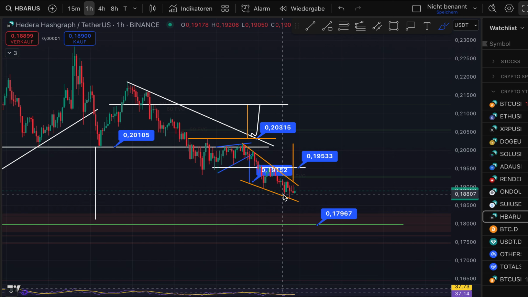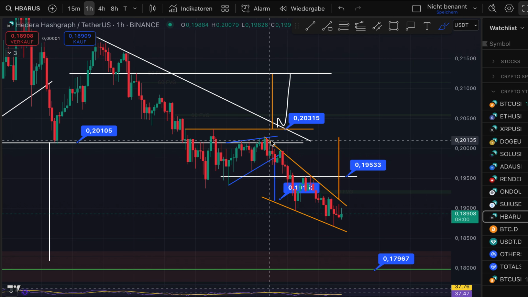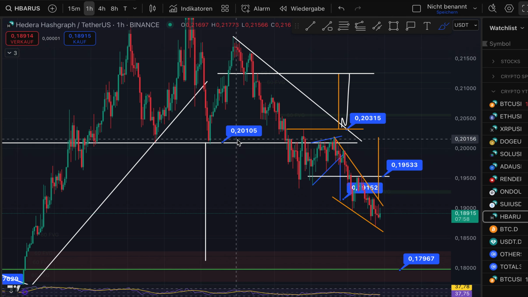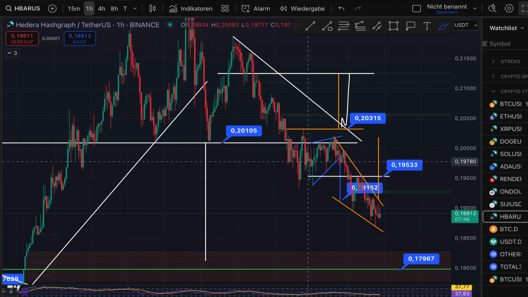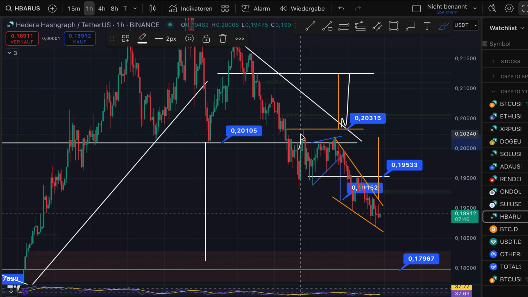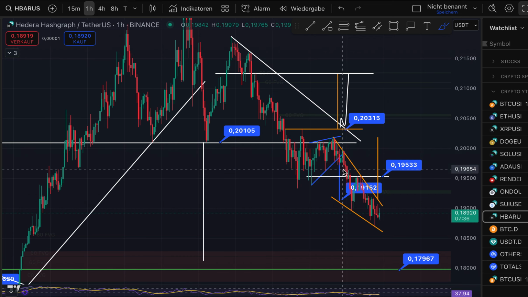So what about HBAR? Also pretty good predicted. We have said the 20 cents they have to hold, they didn't hold. We had issues getting back over the 20 cents several times. We tried it here once with this breakout, with this retest, but the follow through missed. So basically here was also another sell-off. Here again we had issues getting over the 20 cents.